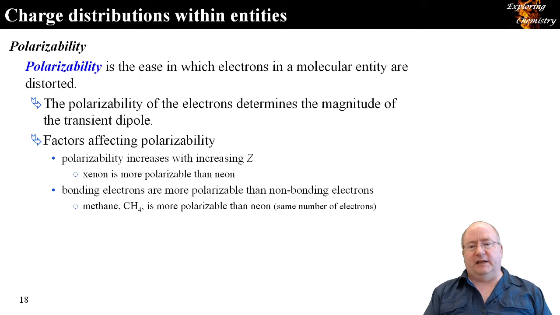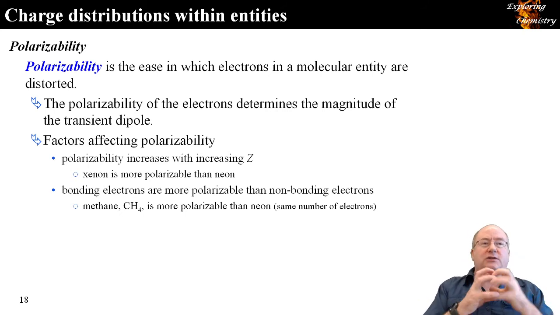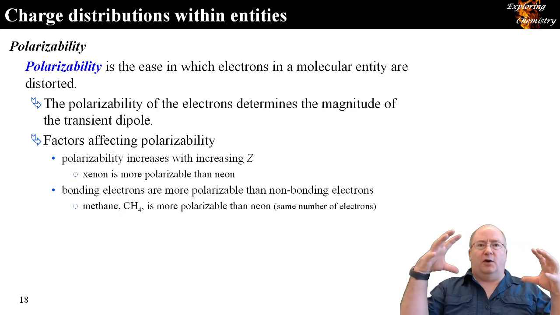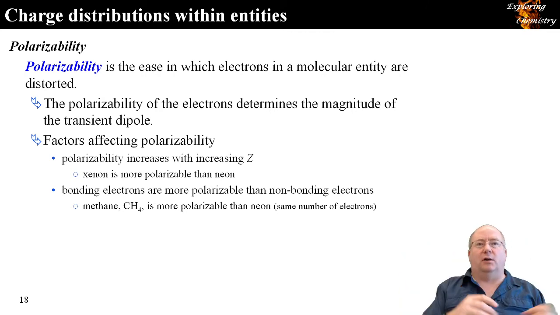The polarizability increases with increasing atomic number Z. I mentioned neon is small, 10 electrons, 10 protons, and hard. It's not very polarizable. But xenon, another noble gas, is much bigger. The electrons in xenon are further away, and they're much more polarizable, and so there is higher polarizability for xenon in comparison with neon.